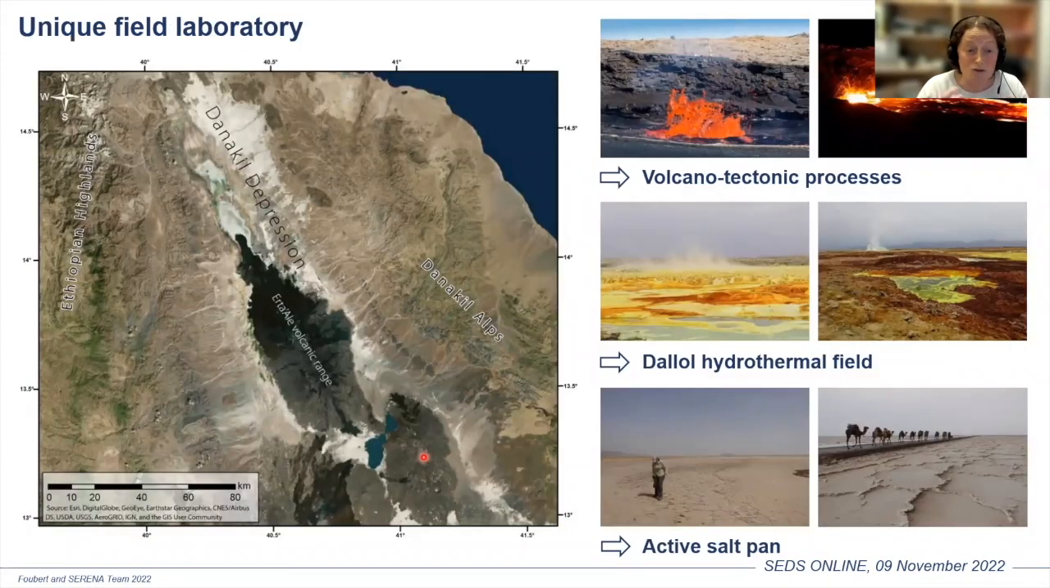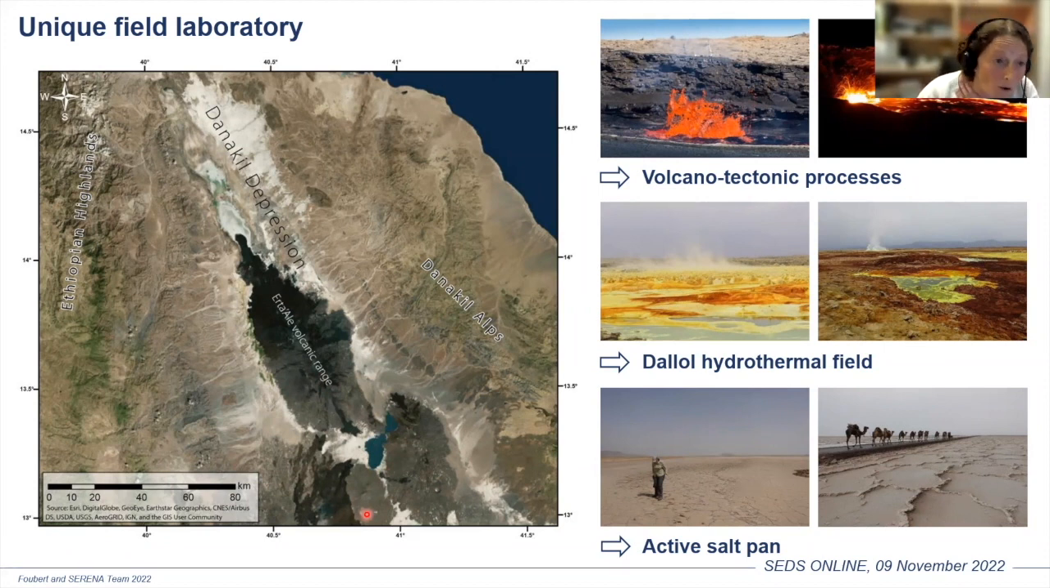So this figure shows a zoom of the Danakil Depression with the Ethiopian highlands in the west and the Danakil Alps in the east. The central southern part of the depression hosts this famous Erta Ale volcanic range. It's composed of a series of shield volcanoes which are younger than 1 million years.